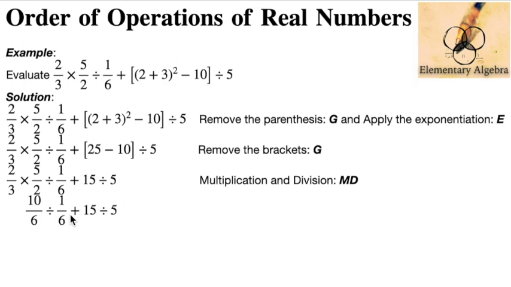Now let's do the division. 10 over 6 divided by 1 over 6. Now, how do we divide fractions? We KFC still. We keep, flip, and change. We keep this first value. We flip the operation from division to multiplication, and we change the ordering of numerator and denominator.